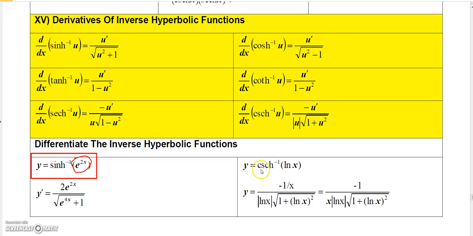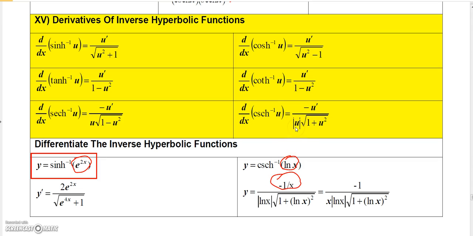Now, this one we're going to find the derivative of the inverse hyperbolic cosecant of natural log of x. And that would be this formula here. So in the numerator, I would have minus u prime. So now remember, u here is natural log of x. And so the derivative of that would be 1 over x, but I have to do minus that. So I'd have minus 1 over x. So you can see I've got that right there, minus 1 over x.